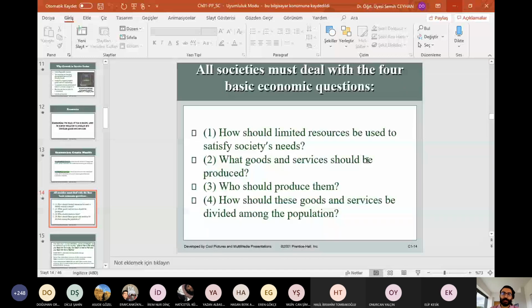Yes, so all societies must deal with these four basic economic questions. One, how should limited resources be used to satisfy society's needs, as I said before? What kinds of goods and services do we need to produce? Who should produce them? And how should this production be divided among the population? These are all critical questions.